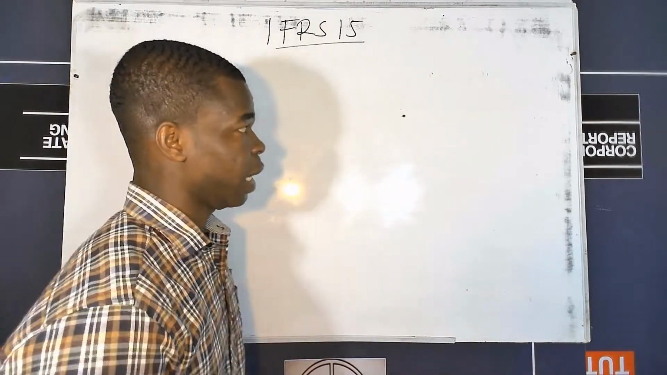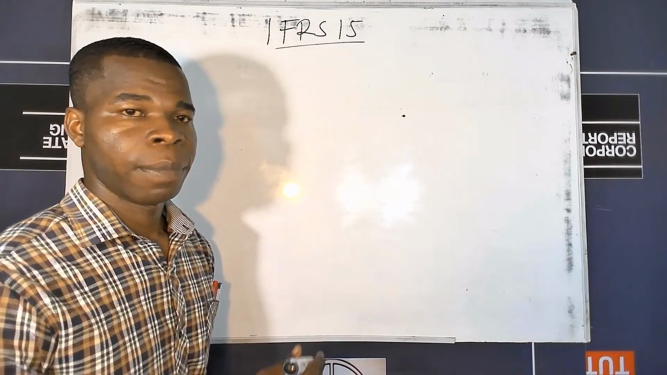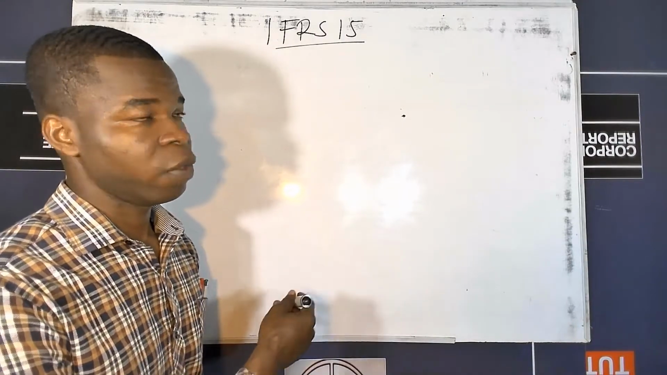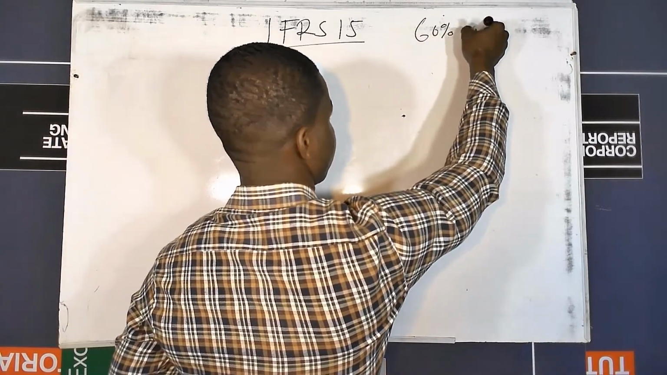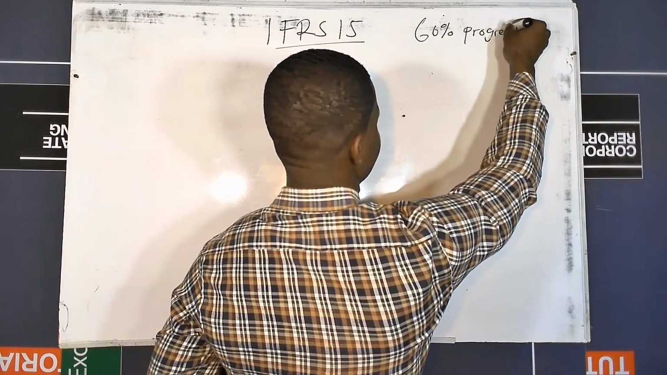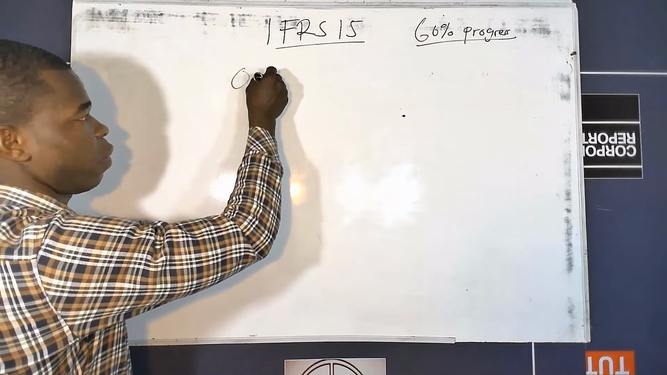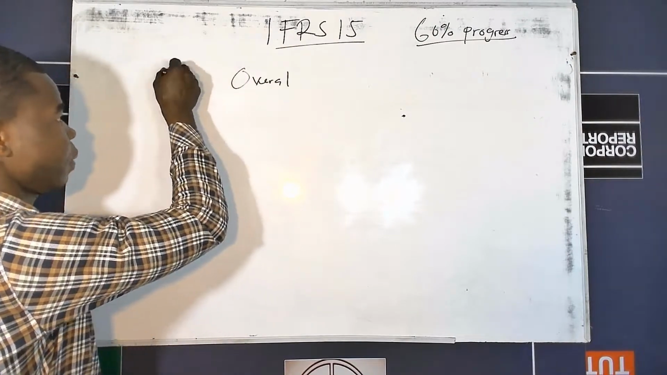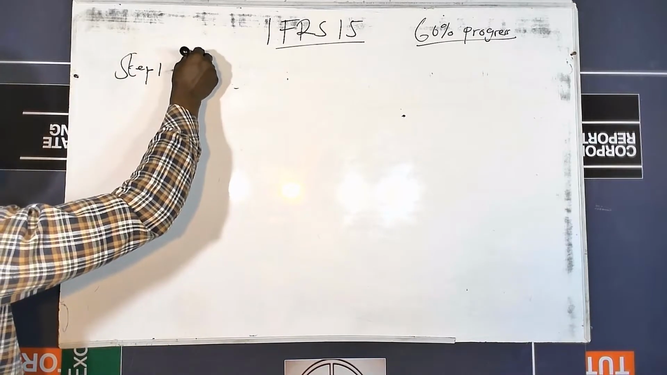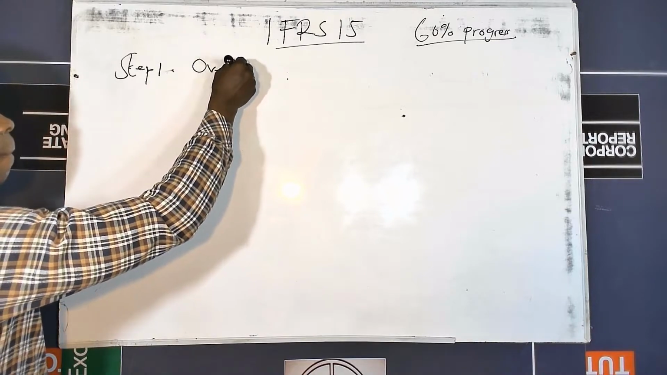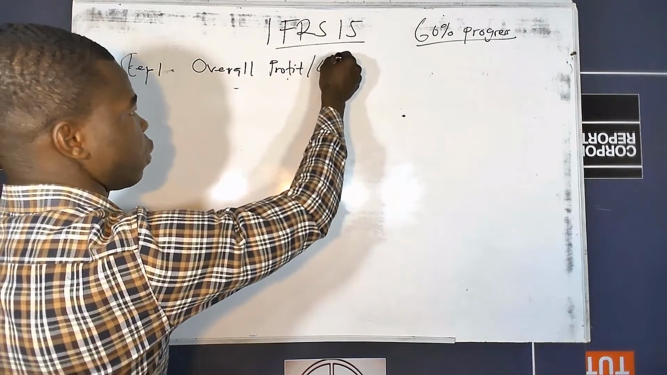So first things first. Here we don't have any issue to determine the percentage of progress, because it was given to us straight away in the question to be 60%. That is 60% is the progress of completion. So here, first things first, we have to determine our overall. That is going to be step 1. So our step 1 is going to be here. We determine our overall profit or loss. We don't know yet.